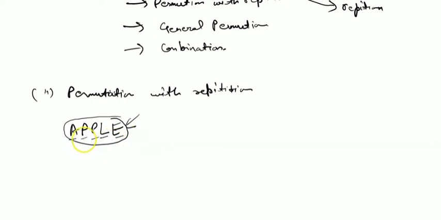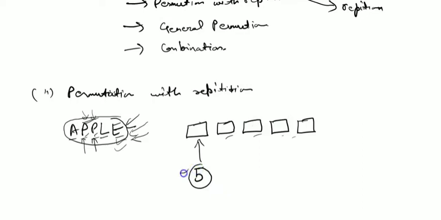Then you can somewhat get an idea by seeing that there are only 2 things that are actually repeating, which is this P and this P. In order to solve questions with limited repetition, like this one, where the only cases of repetition are with these 2 P's, you take 5 slots. There are 5 available alphabets that you can fill in the first slot, which are A, P, P, L, and E. These are the 5 alphabets that you can fill in the first slot.